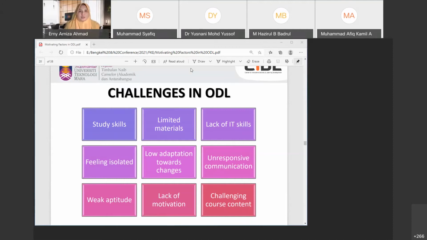First, students find it hard because they are lacking study skills. They don't have study skills. Even in face to face they have problems studying, so in ODL they have even more problems. It doubles up. It feels like a burden to them, because of the lack of study skills. And then limited materials.